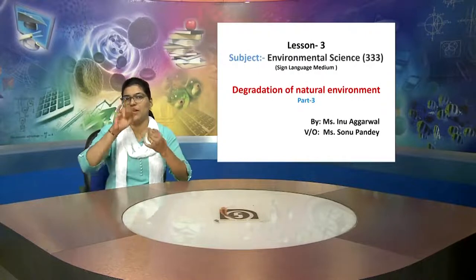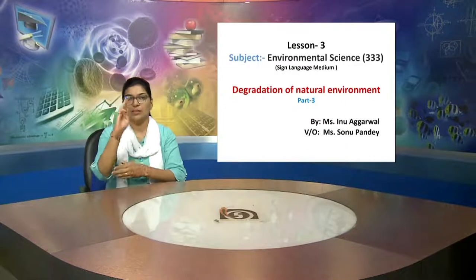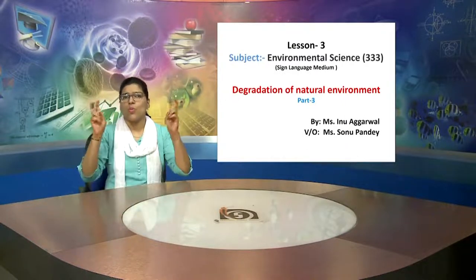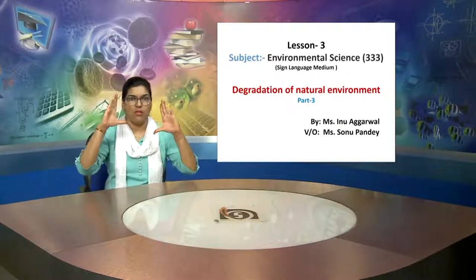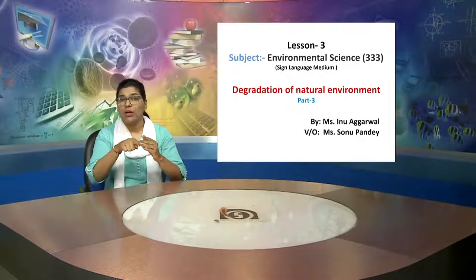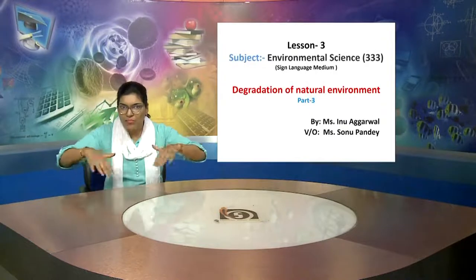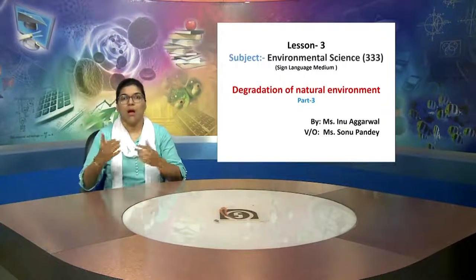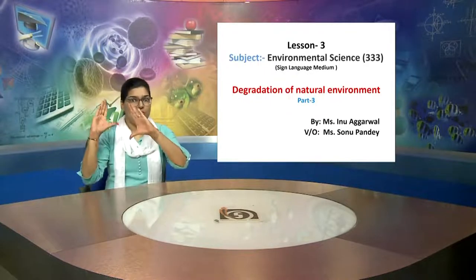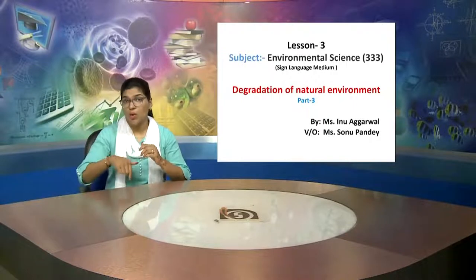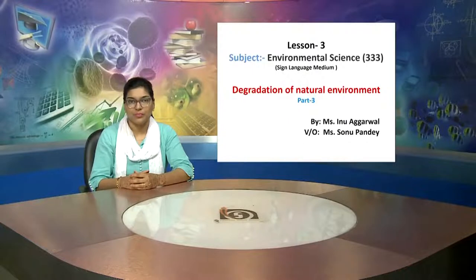Today we are going to do subject EVS. The code number for this subject is 333 and we are doing lesson number 3. The name of the lesson is shown on the screen. It is Degradation of Natural Environment. We all have seen so many natural things like sun, rain, water. All these things are natural, which are now depleting. This is video part 3.